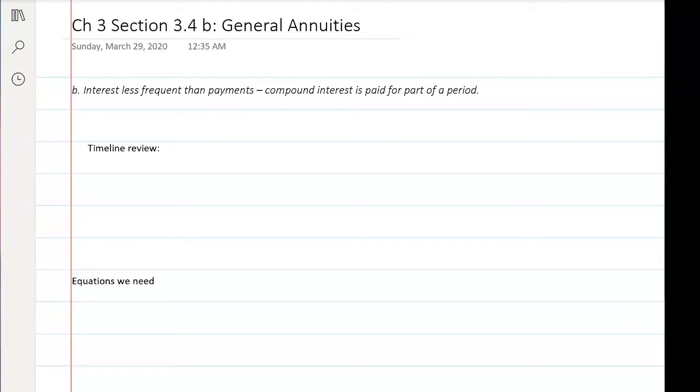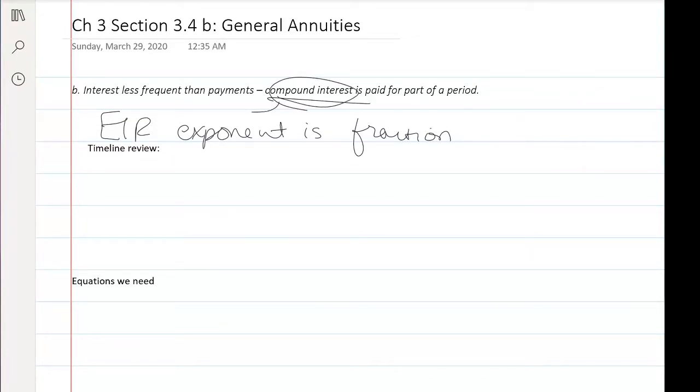Section 3.4 Part B. We're still in general annuities, but now we're doing interest less frequent than the payment. That means our EIR exponent is a fraction, because we're still doing compound interest. Compound interest for part of a period means that we have the effective interest rate.